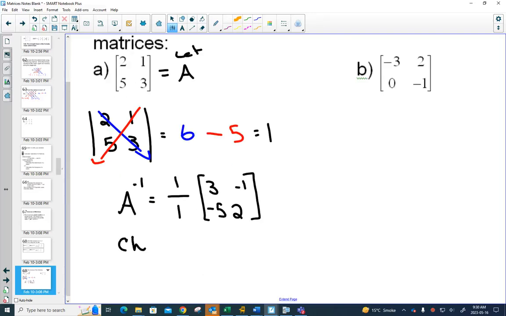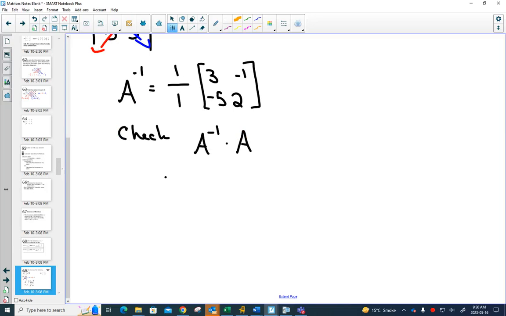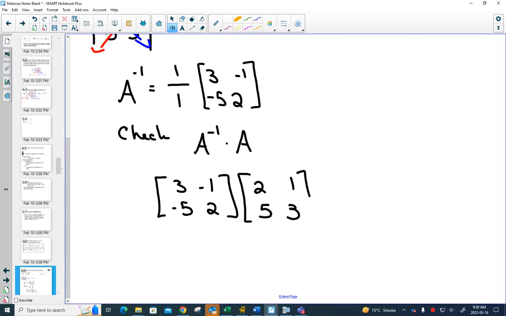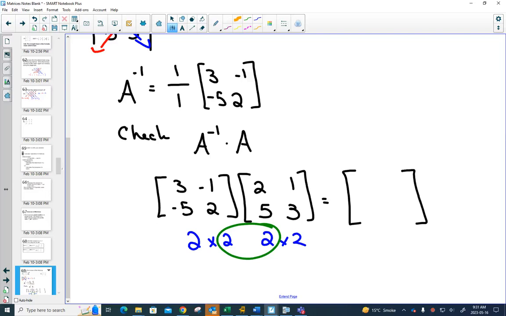We can check what is A inverse times A. Well, here's A inverse, and here was A. And you see that you're allowed to multiply these because this is a 2 by 2 times a 2 by 2, and our middle numbers match. We are going to get as an answer a 2 by 2.